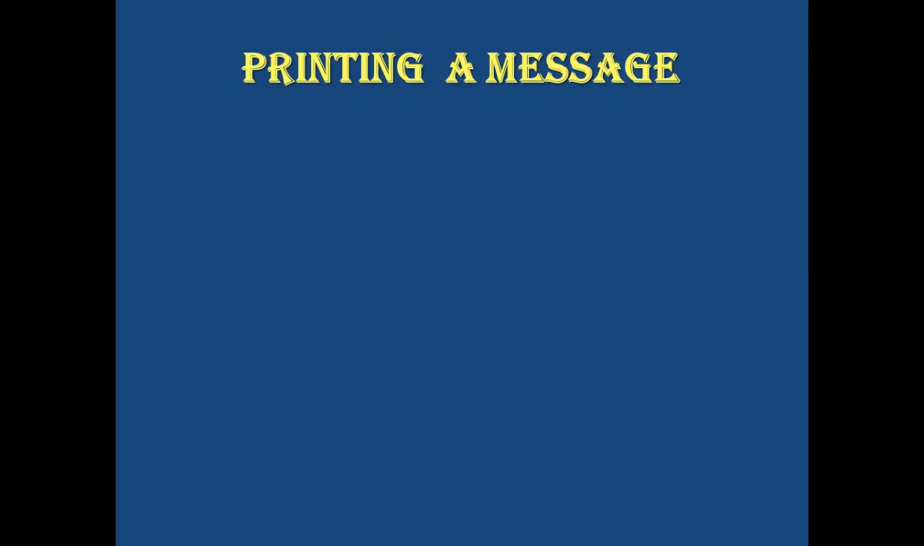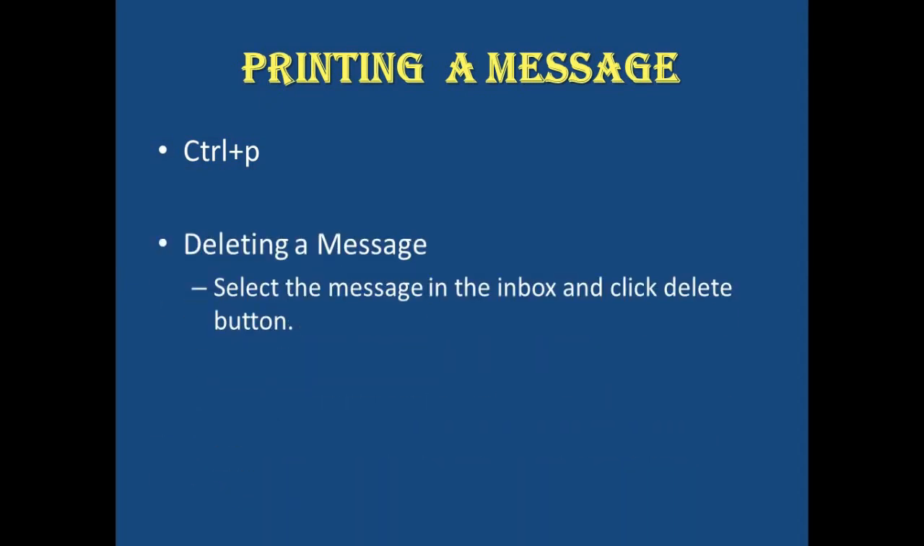Then printing a message. If you want to print a message directly, you can go to File, then Print, or the shortcut key is Ctrl+P. Or if you want to delete a message, you can select the message in the inbox, click on the checkbox and click on the delete button.